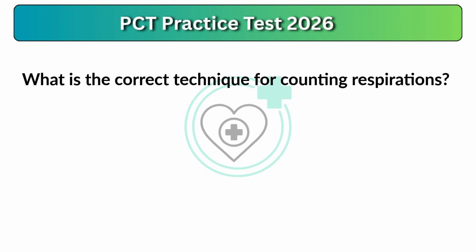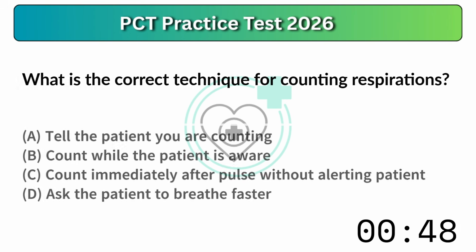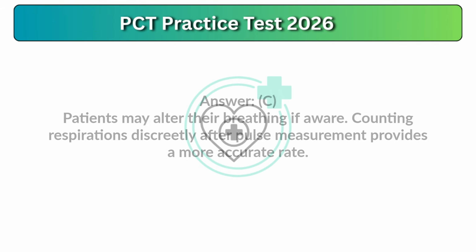Question number 25. What is the correct technique for counting respirations? A. Tell the patient you are counting. B. Count while the patient is aware. C. Count immediately after pulse without alerting patient. D. Ask the patient to breathe faster. Answer: C. Patients may alter their breathing if aware. Counting respirations discreetly after pulse measurement provides a more accurate rate.